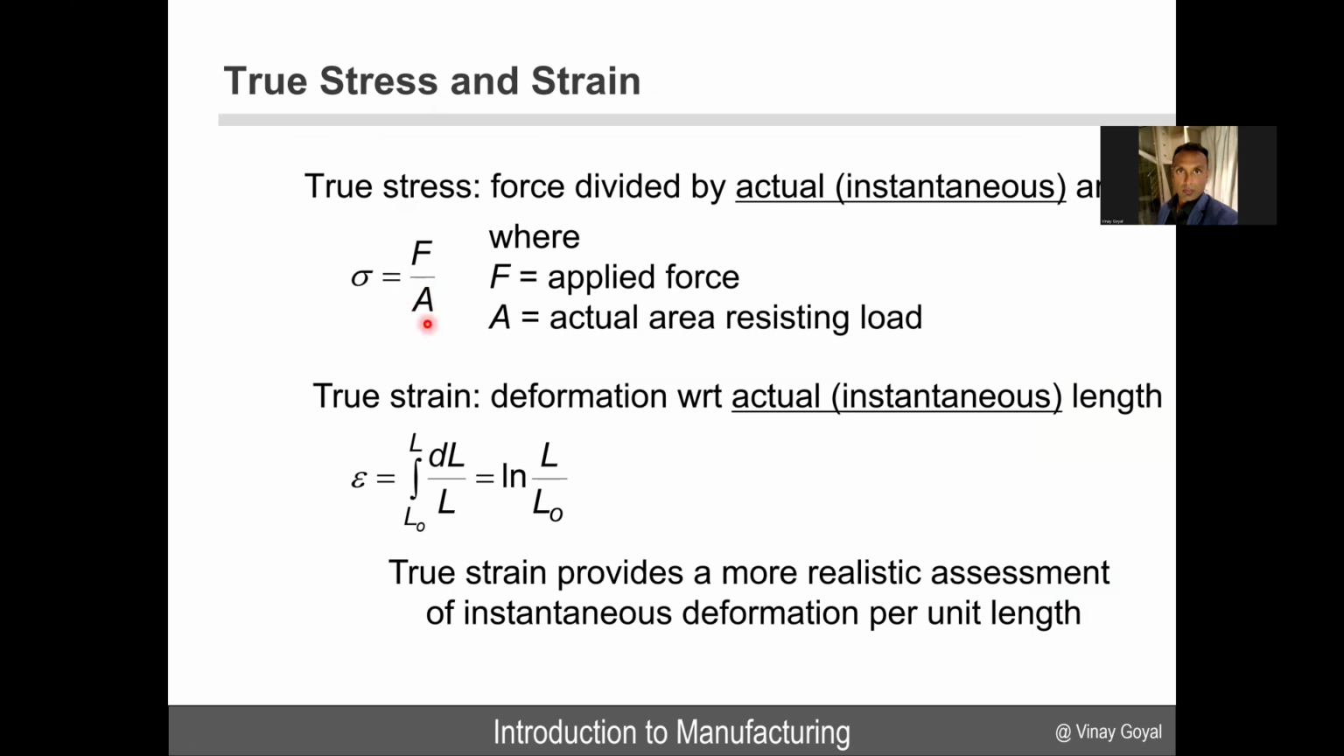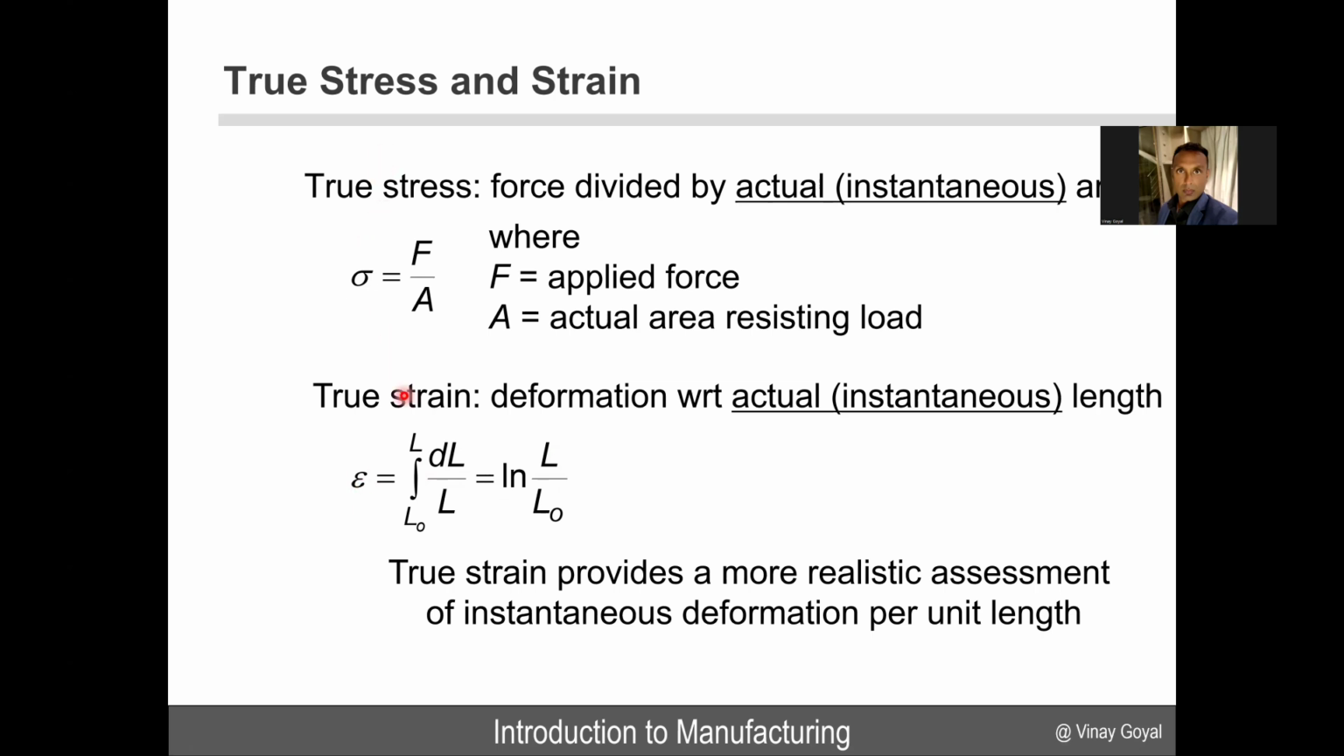I'm using the actual area resisting the load at that particular time. The true strain will be the deformation of the actual instantaneous length, and so the true strain tends to provide a more realistic assessment of the instantaneous deformation per unit length. So here I have the change in length divided by L, but I'm integrating that from L naught to L continuously. This integral gives me the logarithm of L divided by L naught. And so this strain now provides a more realistic assessment of that instantaneous deformation per unit length.